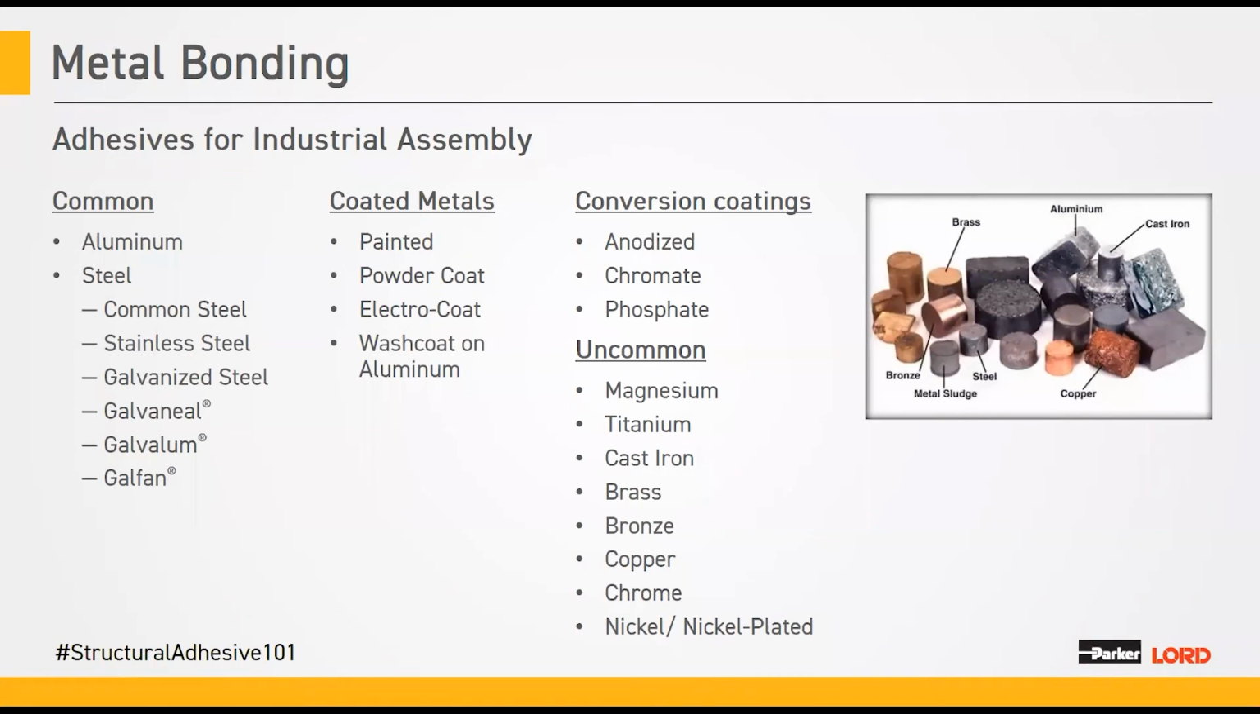So when we talk about metal bonding and some of the adhesives out there, a lot of times we'll see a lot of different common materials that we're very accustomed with. So the aluminums, the steels, maybe a common steel or a stainless steel, like a galvanized or galvanneal, galvalume, galfan. Those are some of the trade names. We might see painted metals such as powder coated, electrocoated, or even a wash coat on aluminum. Conversion coatings such as anodized, phosphated, or chromate conversion coatings. Some of the less common ones we might see are magnesium, titanium, cast iron, bronze, brass, copper, etc. We certainly worked with those and have solutions to those, but those are just a good idea on some of the materials that we've worked with in the past.